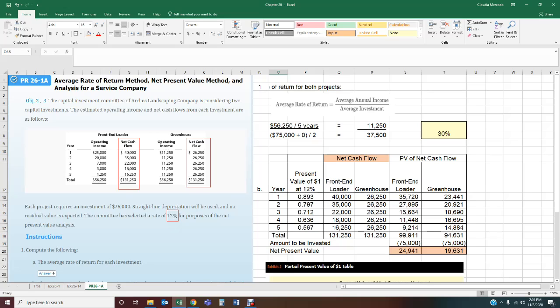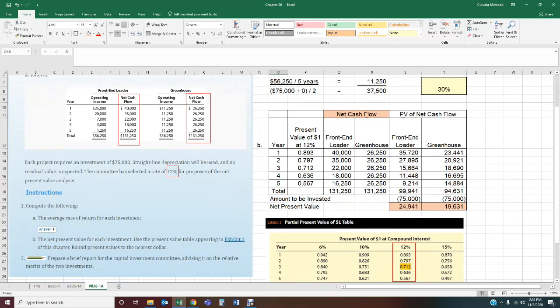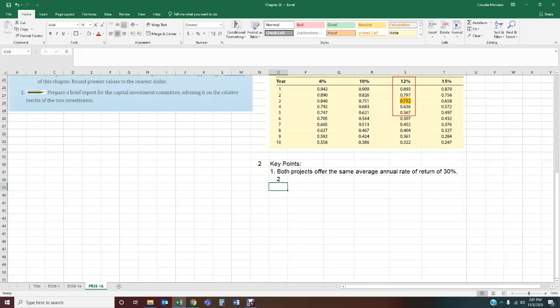And remember, we talked about this. The reason that I only did one calculation is because both projects have the same operating income and they have the same amount of the investment. So both projects are at the same level when it comes to calculating our average rate of return. They have a high return, 30%. Now something else to note.